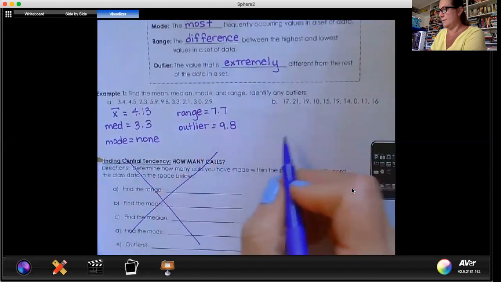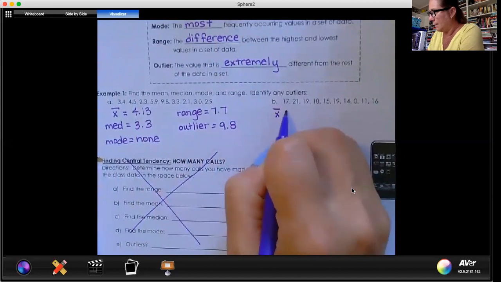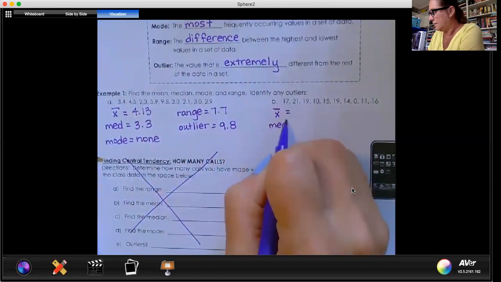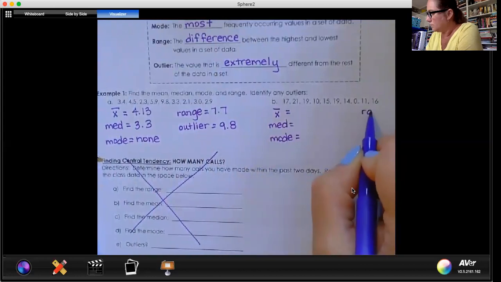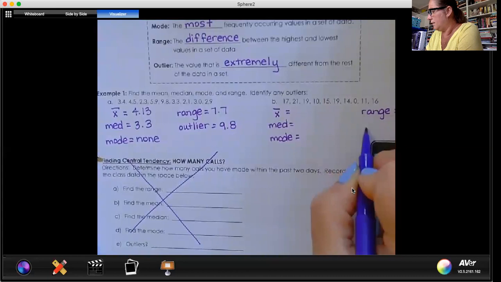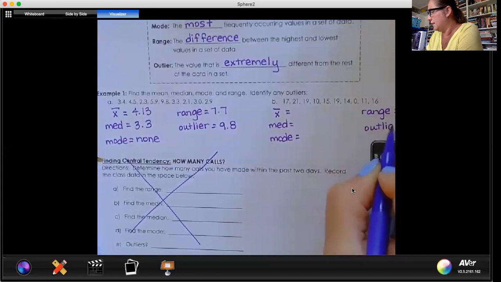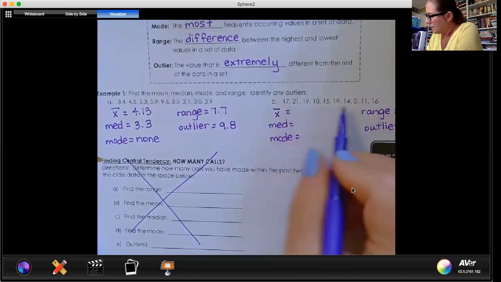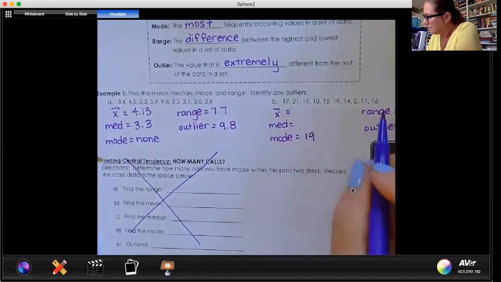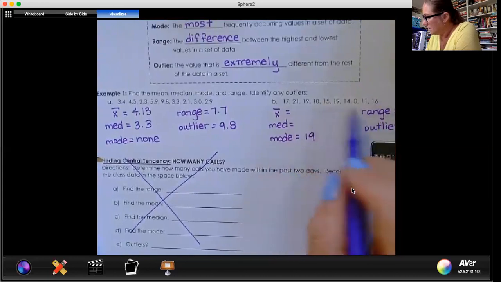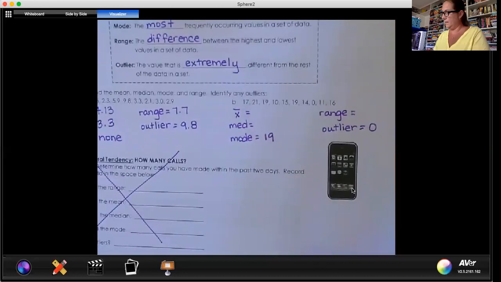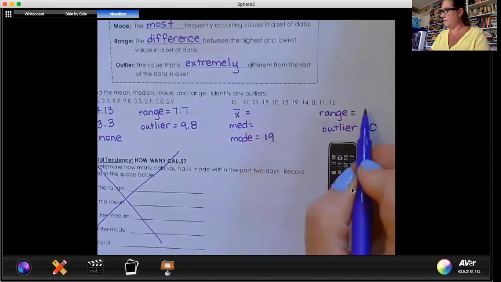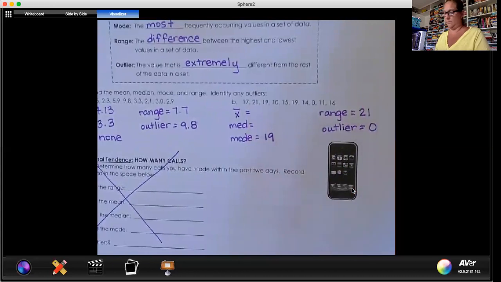Now we're going to do the same thing for part B. We're going to look for our mean, our median, our mode, our range, and our outlier. So looking at our data, looks like we have two 19s. Most everything is in the teens, and then we have a 0. So this time our outlier is low. So our high is 21 and our low is 0 for a range of 21.